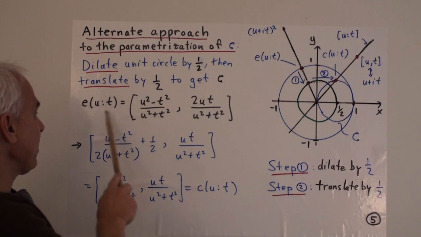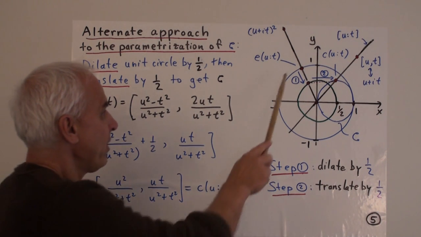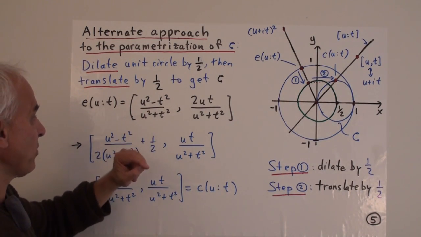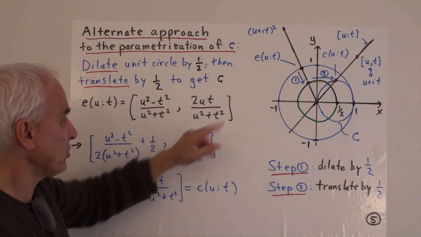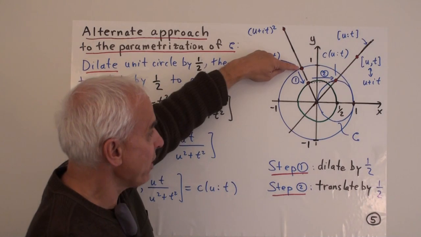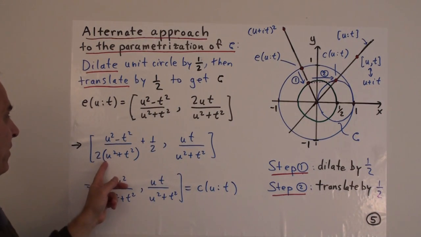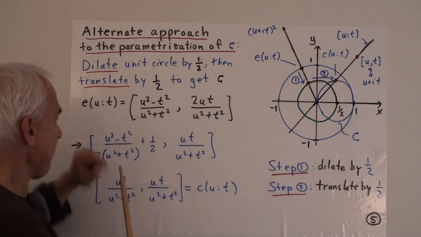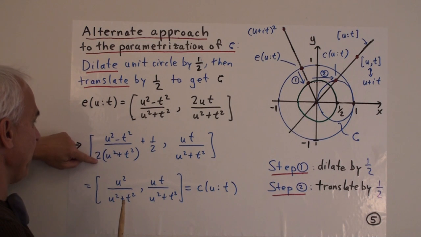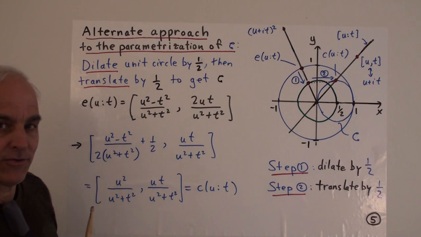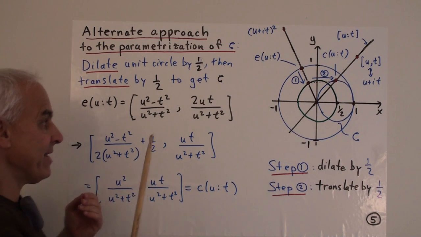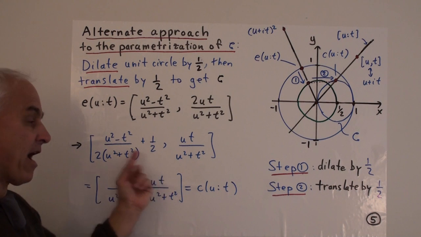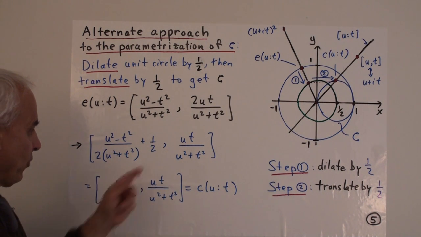Okay, so we could take the point that we know, e(u, t), which is (u squared minus t squared) over (u squared plus t squared), 2ut over (u squared plus t squared), and see what happens to that point if we dilate by a factor of 1/2 and add 1/2. So if we dilate by 1/2, the first thing that happens is that we have to divide here by 2, and this 2 factor here disappears. And then next we want to move over by 1/2 in the x direction, which just means adding 1/2 in the x direction. So what do we get when we do that?